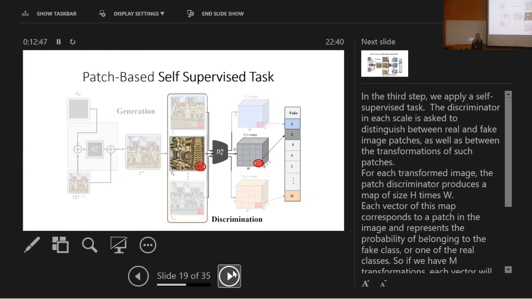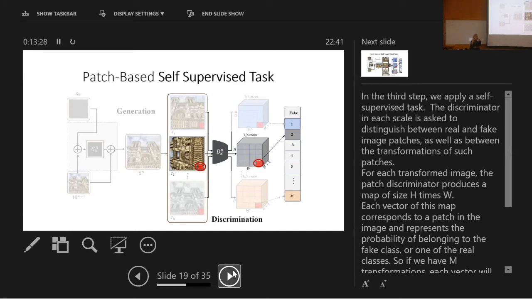In the third step, we apply a self-supervised task. The discriminator in each scale is asked to distinguish between real and fake images, as well as between the transformations of these images. For each transformed image, the patch discriminator outputs a map of size h times w. H times w is like the size of the image. And then each vector of this map corresponds to each patch in the image. And then each vector is of size m plus 1, because m is the number of transformations, and 1 is the fake class. And it considers the probability of belonging to one of the transformations or the fake class.